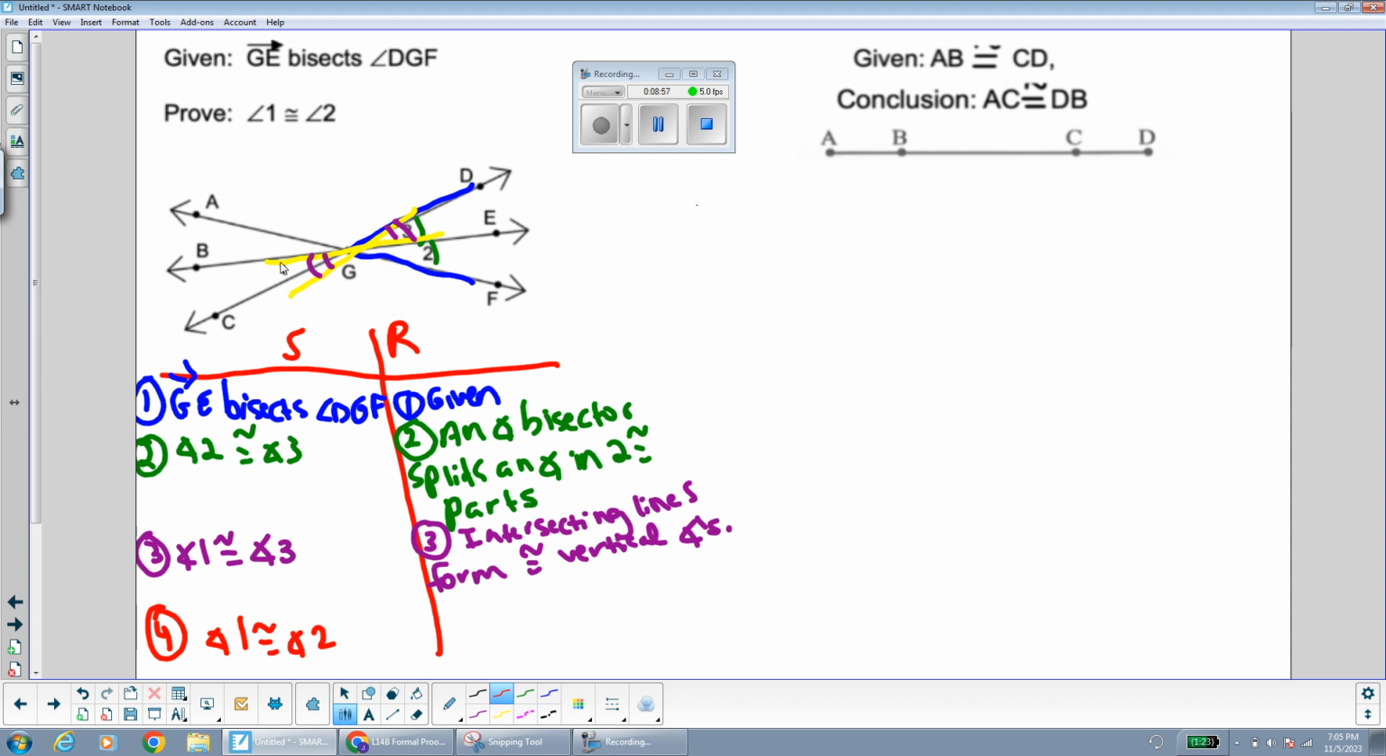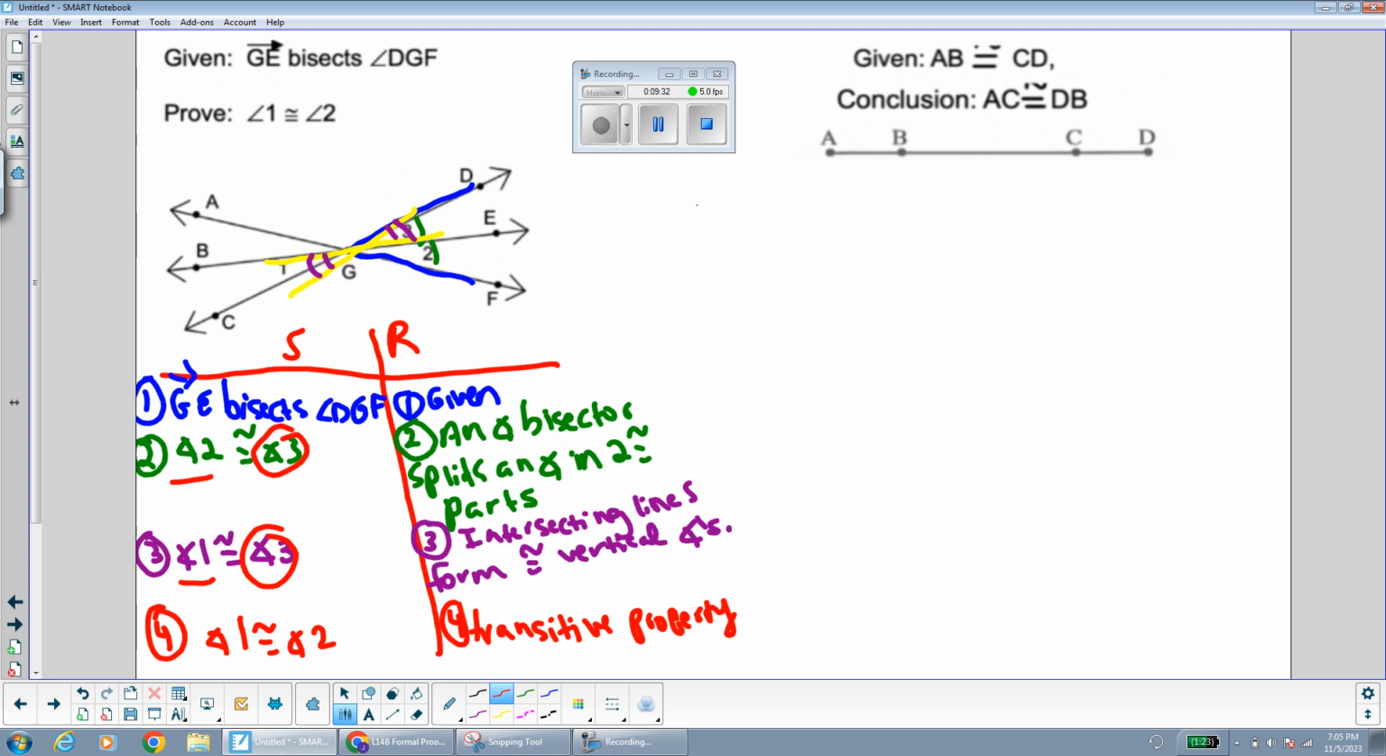Since angle 1 is congruent to angle 3, and angle 2 is also congruent to angle 3, they must be congruent to each other, since they're both congruent to the same angle 3. If it's easier to see it in the proof, we have angle 1 and angle 2, both congruent to the same angle 3. So that means they have to be congruent to each other. And that's transitive property. If 2 things are congruent to the same third thing, then they have no choice but to be congruent to each other.